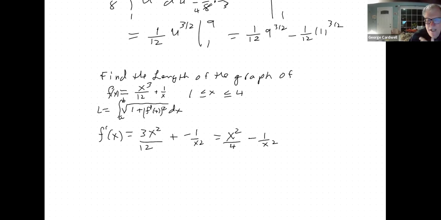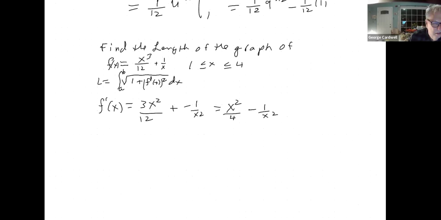What's the formula say to do next? And the answer is, you got to square that derivative. So f prime of x squared now is what you have to do. Okay. Right. So you're going to square this binomial: x squared over 4 minus 1 over x squared, squared. So remember, the way that works is you square the first term.